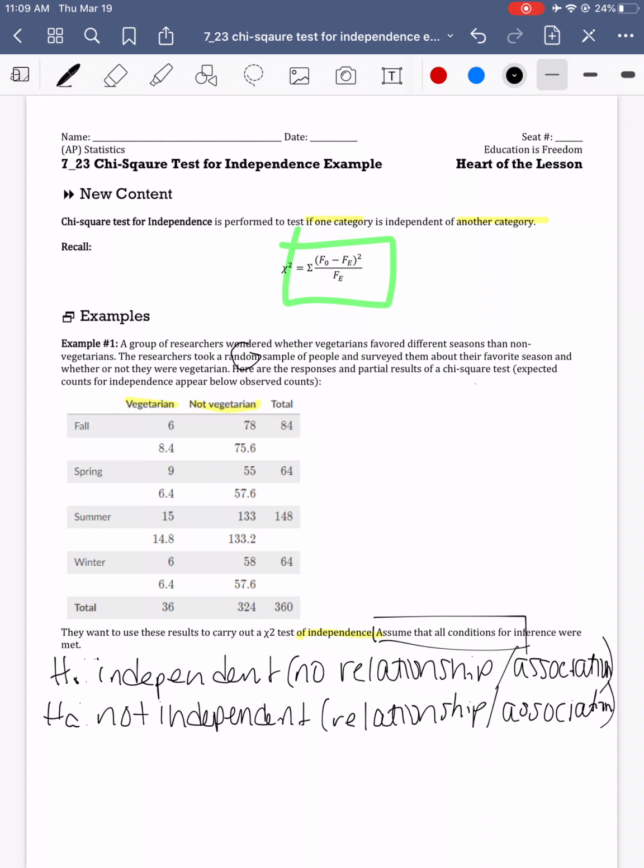One thing that I do want to note, in this problem specifically, they tell us that the expected counts for independence appear below the observed counts. So this is like the practice set yesterday.